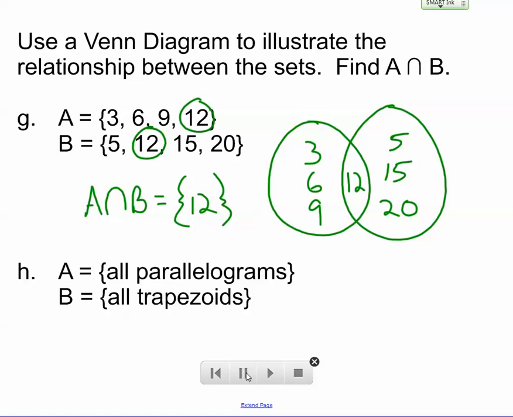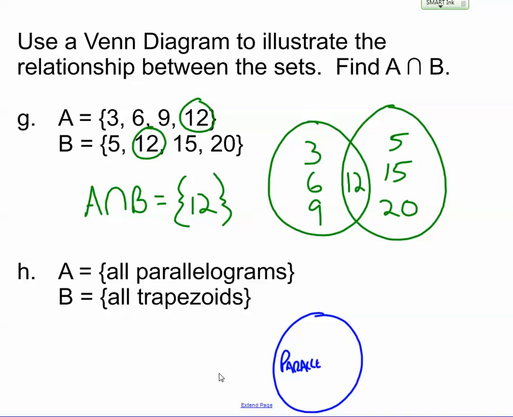What about all parallelograms and all trapezoids? Are there any parallelograms that are trapezoids? Well, parallelograms have two pairs of parallel lines, whereas trapezoids have exactly one pair of parallel lines. So you can't be a parallelogram and be a trapezoid, and also you can't be a trapezoid and be a parallelogram. So the Venn diagram on this is kind of weird looking because there's no overlap at all.